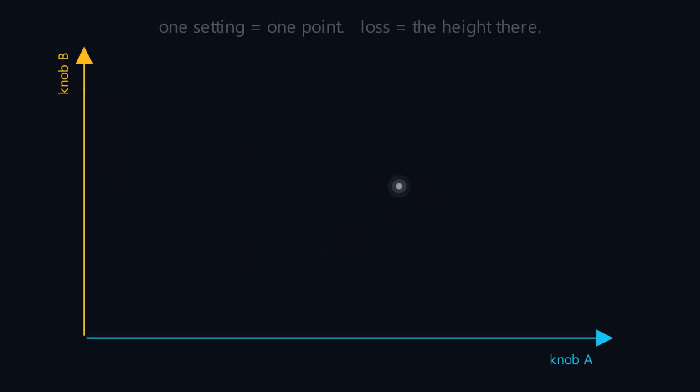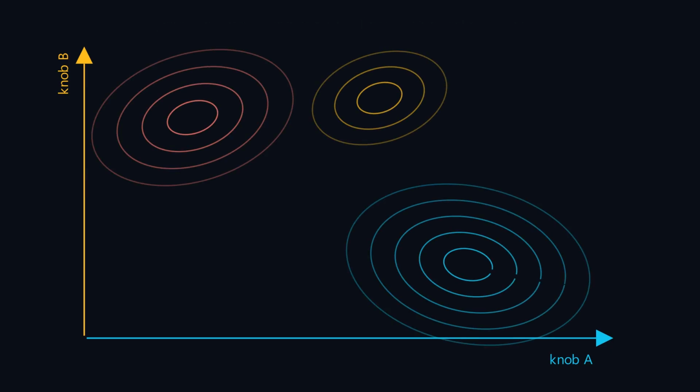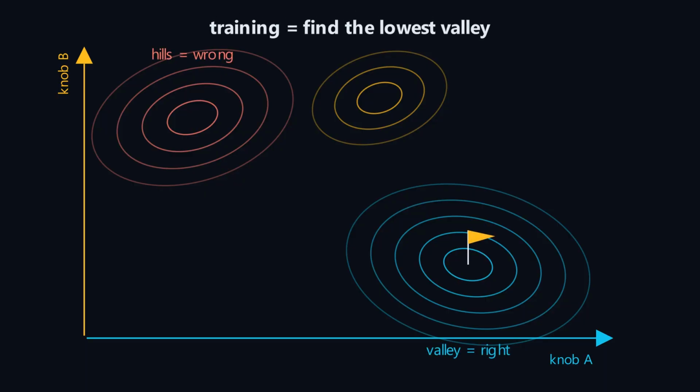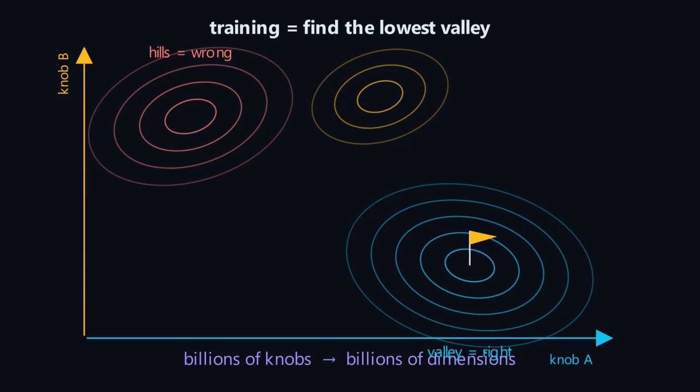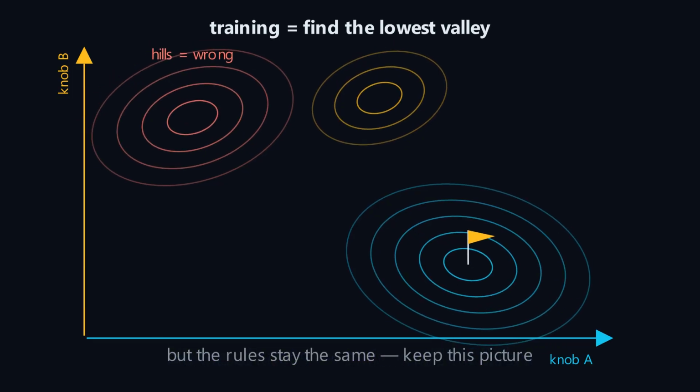Here's where it gets beautiful. Imagine a model with just 2 knobs. Every possible combination of those knobs is a point on a map. And at every point, the loss has some value, some height. Plot that height everywhere, and the loss becomes a landscape. Hills where the model is wrong, valleys where it's right. Training a model means one thing: finding the lowest valley in this landscape. With billions of knobs, the landscape has billions of dimensions, impossible to picture. But the rules stay the same. So this is the picture worth keeping in your head.